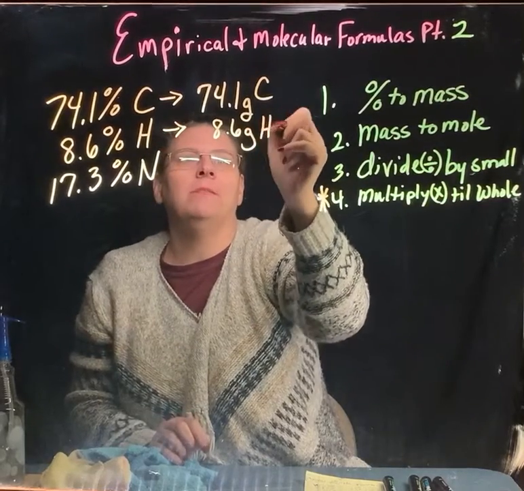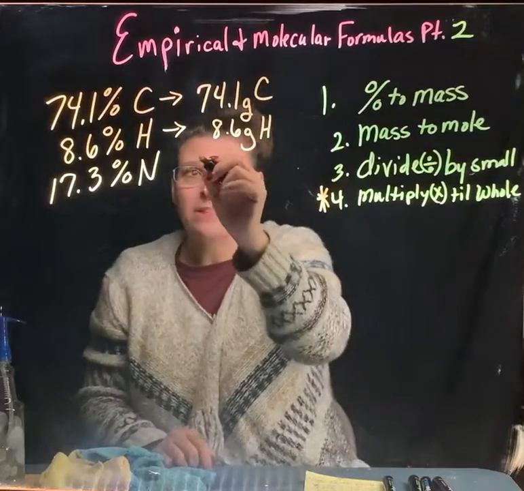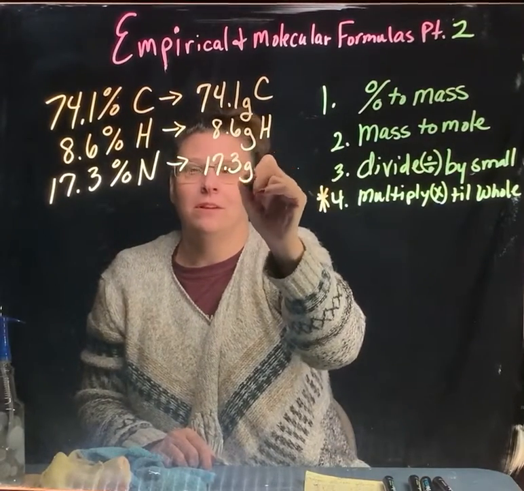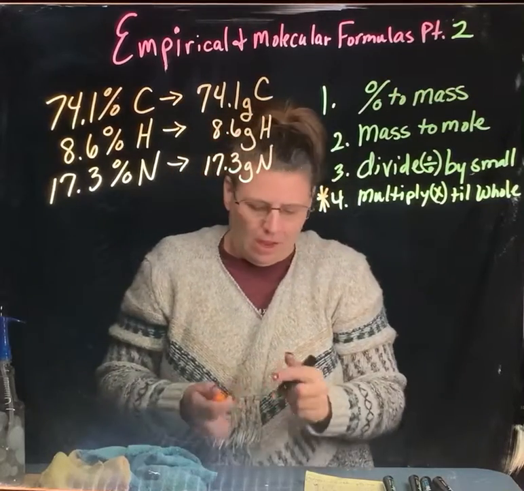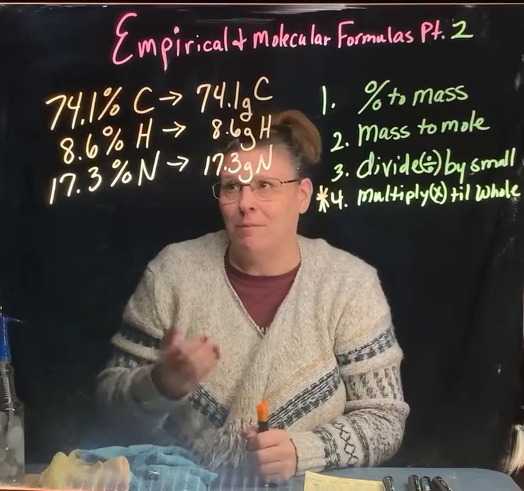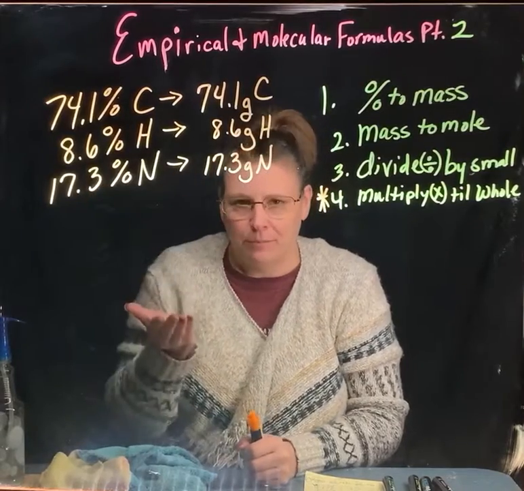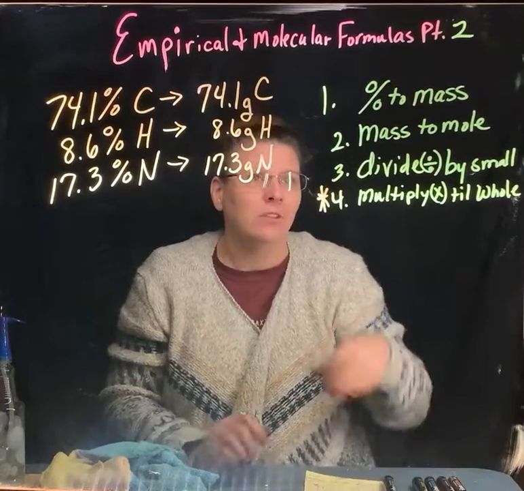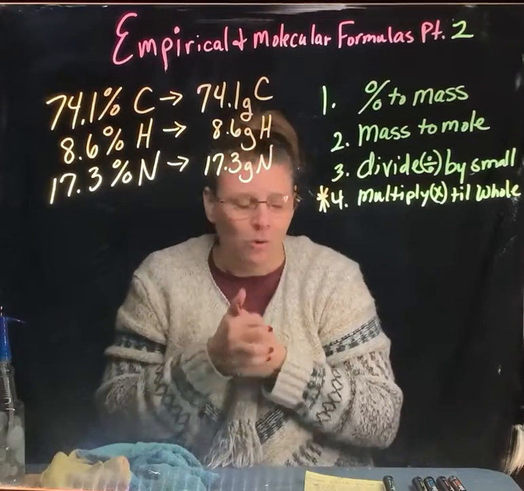8.6 grams of hydrogen, and then 17.3 grams of nitrogen. Now it seems really simple, but a lot of kids won't remember this. All you're doing is basically taking the percent sign off and putting a g on it, turning it to grams, okay? So that's step 1.